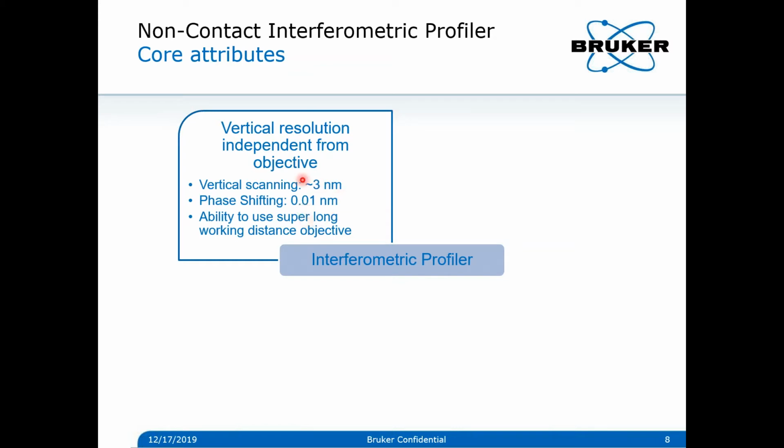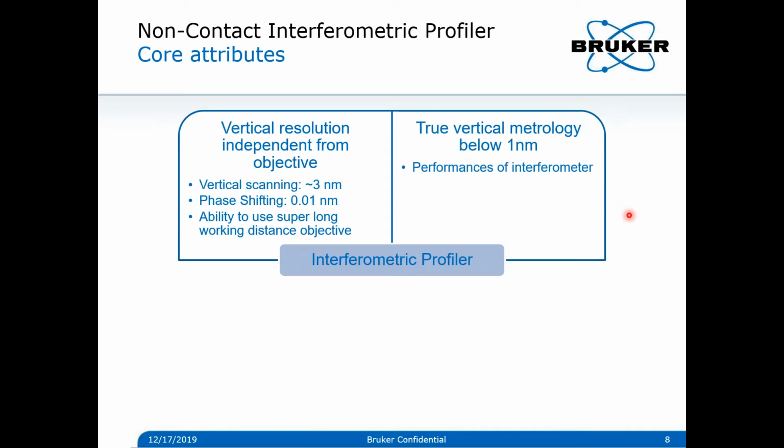Ultimately, vertical resolution depends on the mode you are using. The vertical scanning is around 3 nanometers, while the phase shifting goes around 10 picometers, so 0.01 nanometers. What is interesting is we still have the ability to use super long working distance objectives with, let's say, properly collimated light. We will still achieve such a very high vertical resolution, which will have practical impact.